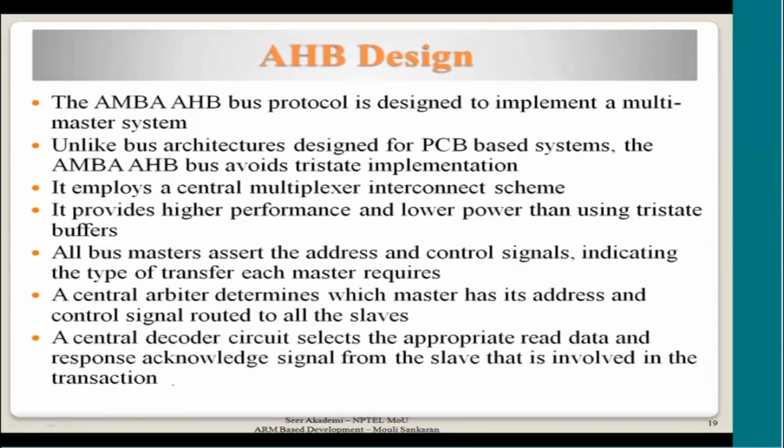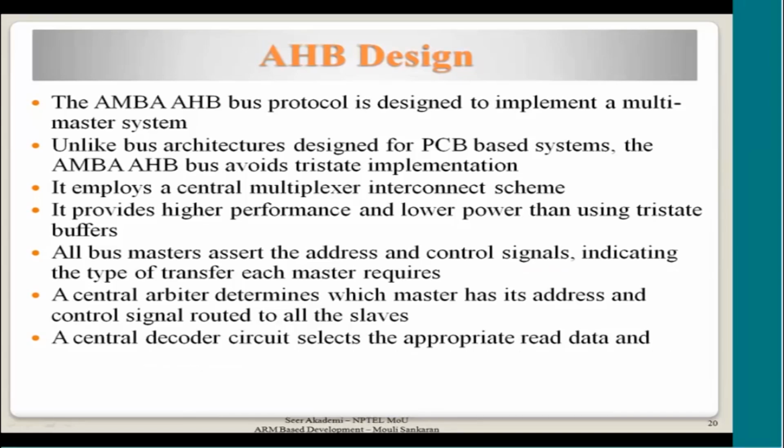A central decoder circuit selects the appropriate read data and response acknowledge signal from the slave that is involved in the transaction. So the responding data coming from a slave device has to be connected to the master who is holding the bus, maybe the one who initiated the transaction. That master will get the data coming from the slave. I hope this is clear to you.